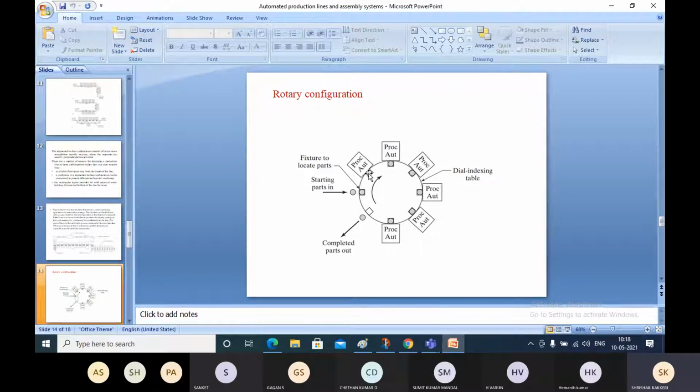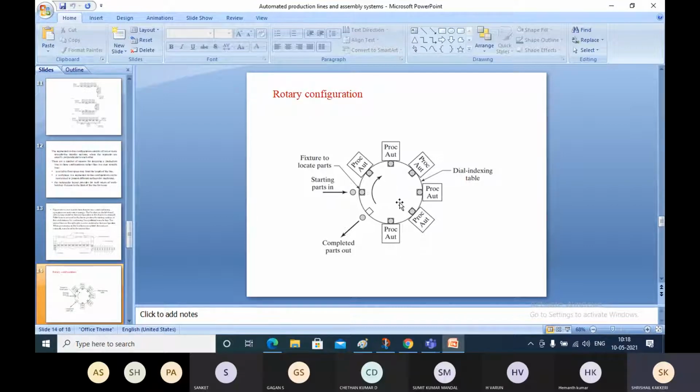It will be entering here, and it doesn't require only a clockwise rotation. It may be clockwise rotation or counterclockwise rotation. Both rotations may not be possible; it is one-direction rotation. While it is rotating segmentally, at each and every location, at each and every processing automation workstation, the assembly or processing will be done, based on whether it is an assembly station, processing station, or chemical station. And the important thing is that it is a dial indexing table.